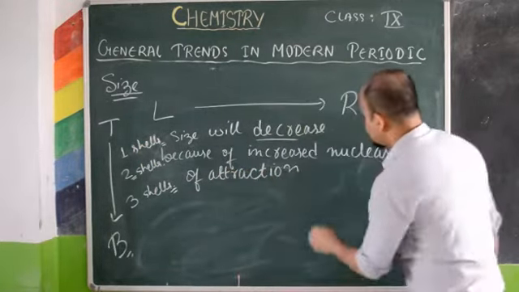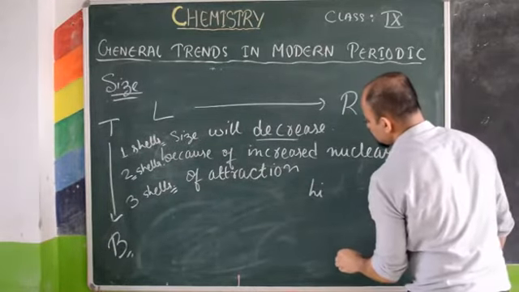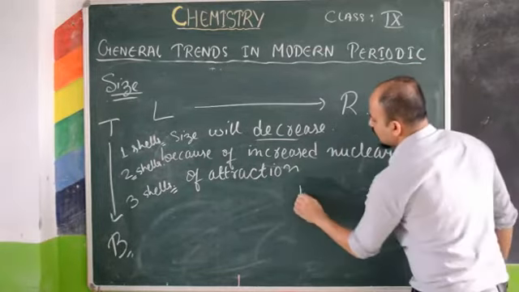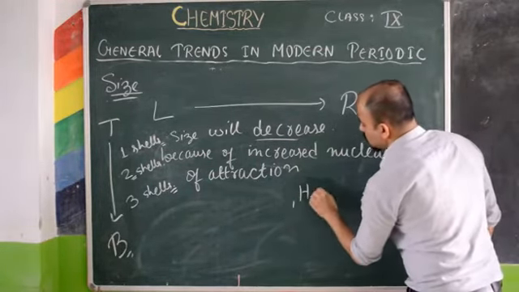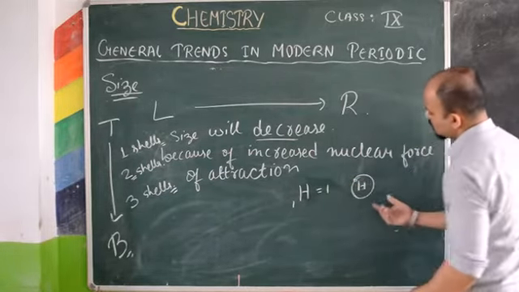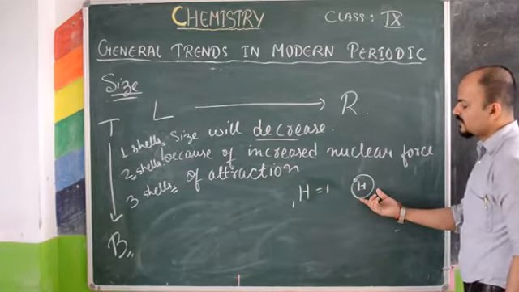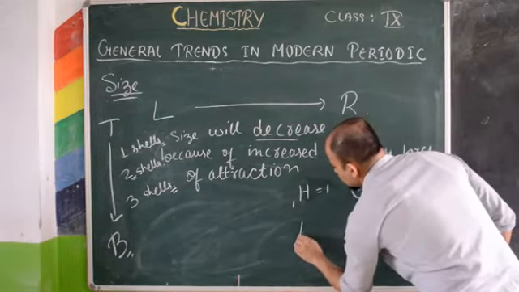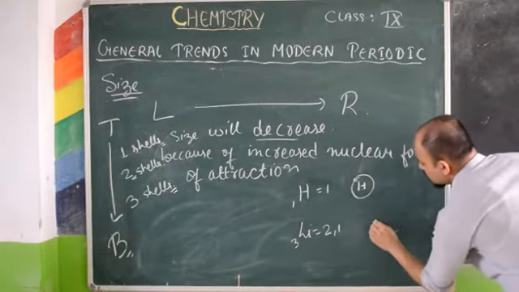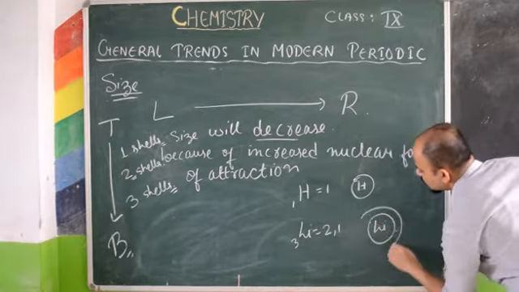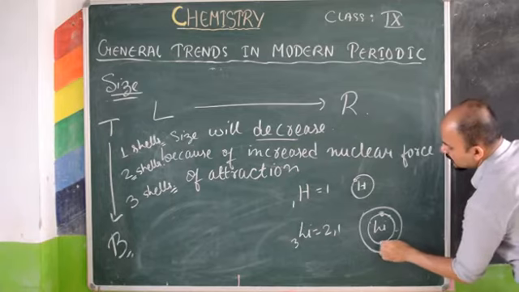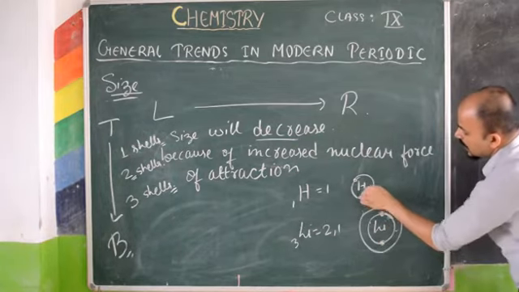So in case of hydrogen, let's take hydrogen first. Hydrogen, you had only 1 cell. So the size of hydrogen was this, where it had only 1 cell. Then you have lithium. Lithium has 2 cells. Therefore, the size of lithium is greater than that of hydrogen.